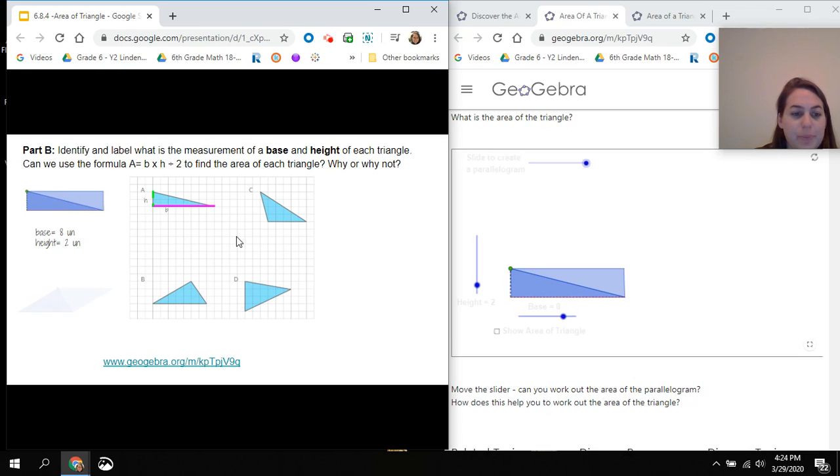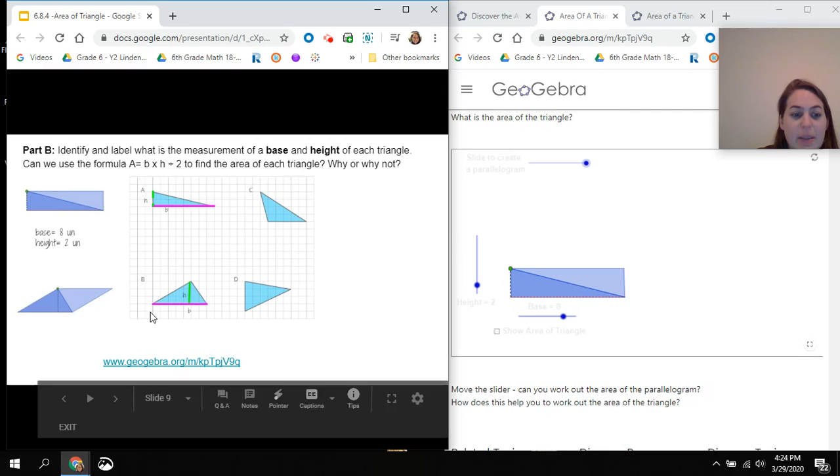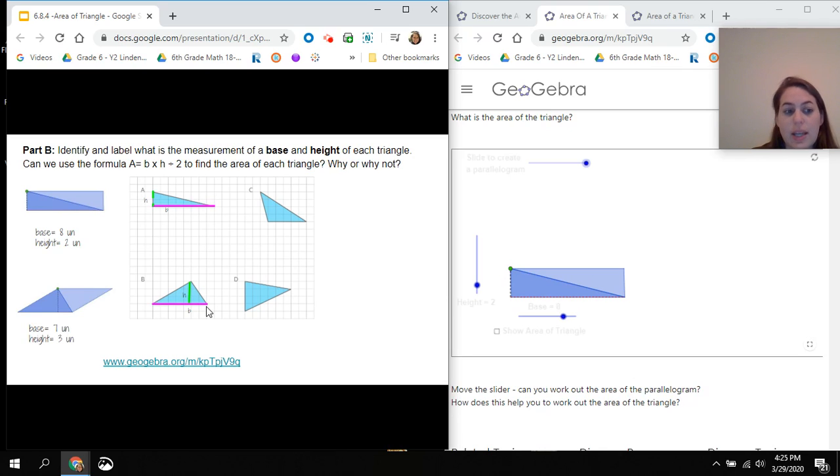Let's check your work. B created a parallelogram that looked like that. So you can see the base that we could have drawn was here, and the height was there. That is a base of 7 units and a height of 3 units.